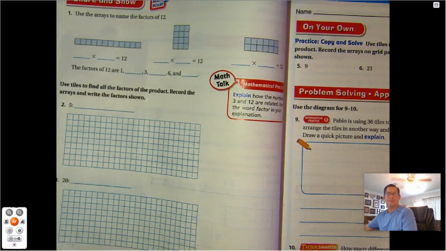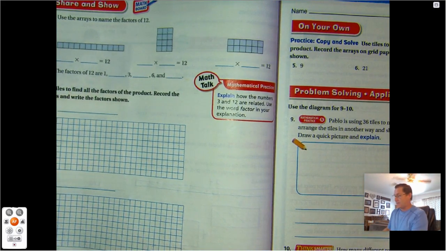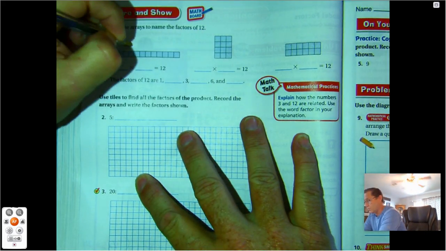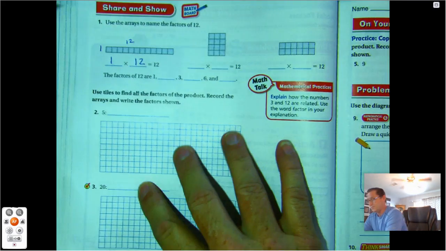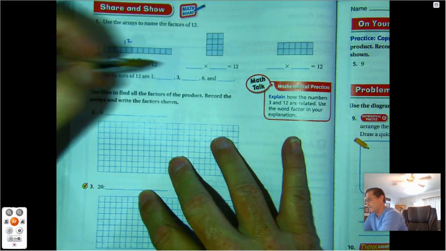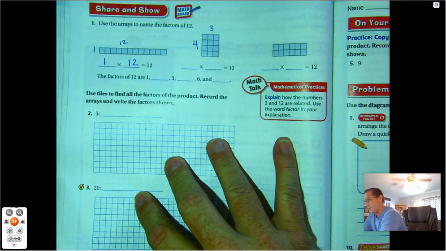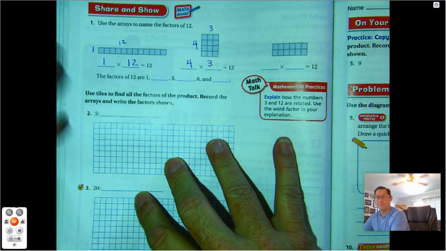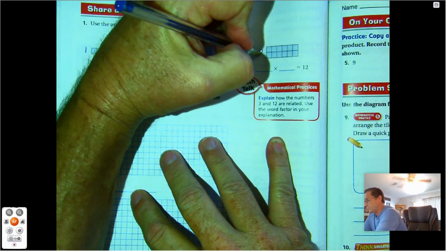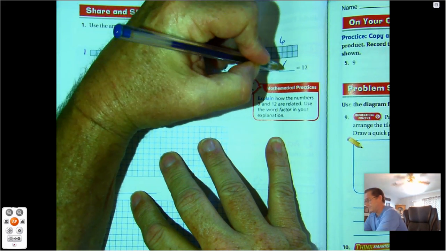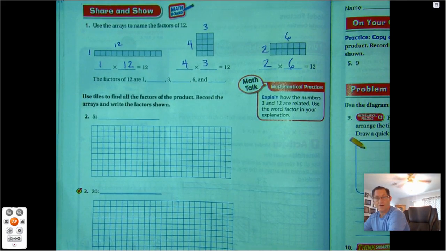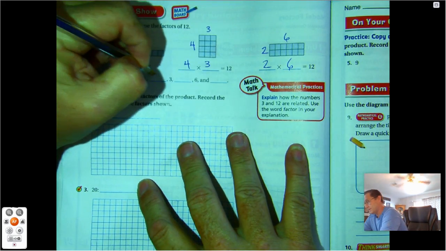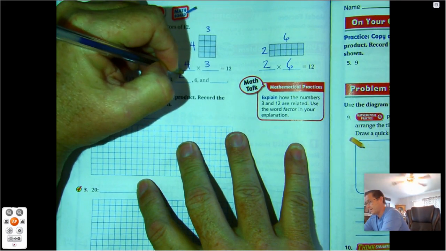Number 1, use the array to name the factors of 12. Well, so this is one row of 12. So one factor pair is 1 and 12. This one is showing me 4 and 3. Or I could say 3 times 4. It doesn't matter. The factors are 4 and 3. 2 and 6. So the factors of 12 are 1, 2, 3, 4, 6, and 12.